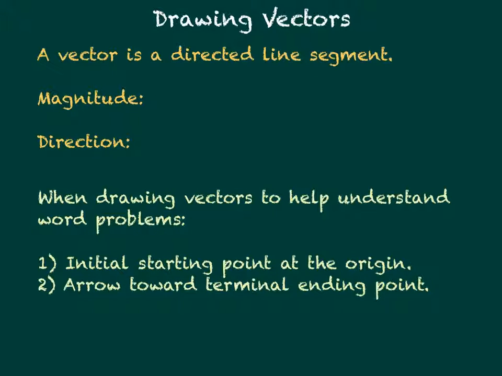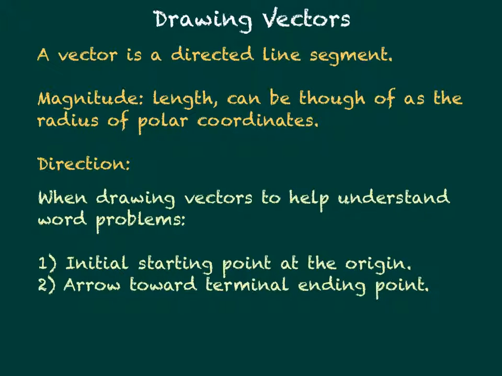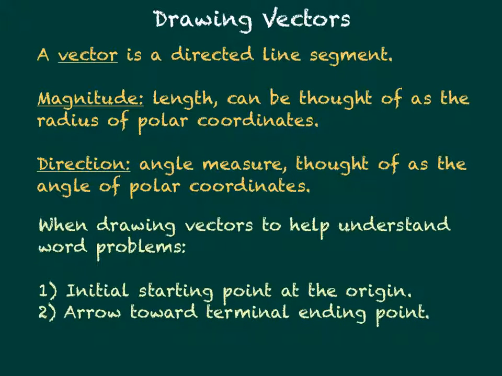Drawing vectors. A vector is a directed line segment that has two things. It has magnitude and it has direction. The magnitude is the length, and it can also be thought of as the radius if you're in polar coordinates. And the direction is the angle measure, thought of as the angle of the polar coordinates, the second coordinate.